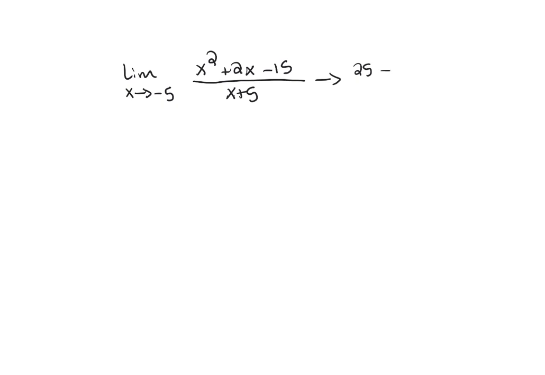All right, so the next one we'll evaluate the limit 2 different ways to kind of do one little review. Limit as x approaches negative 5, x squared plus 2x minus 15 over x plus 5. If you plug in negative 5, we have 25 minus 10 minus 15 over negative 5 plus 5, so I will have 0 over 0.